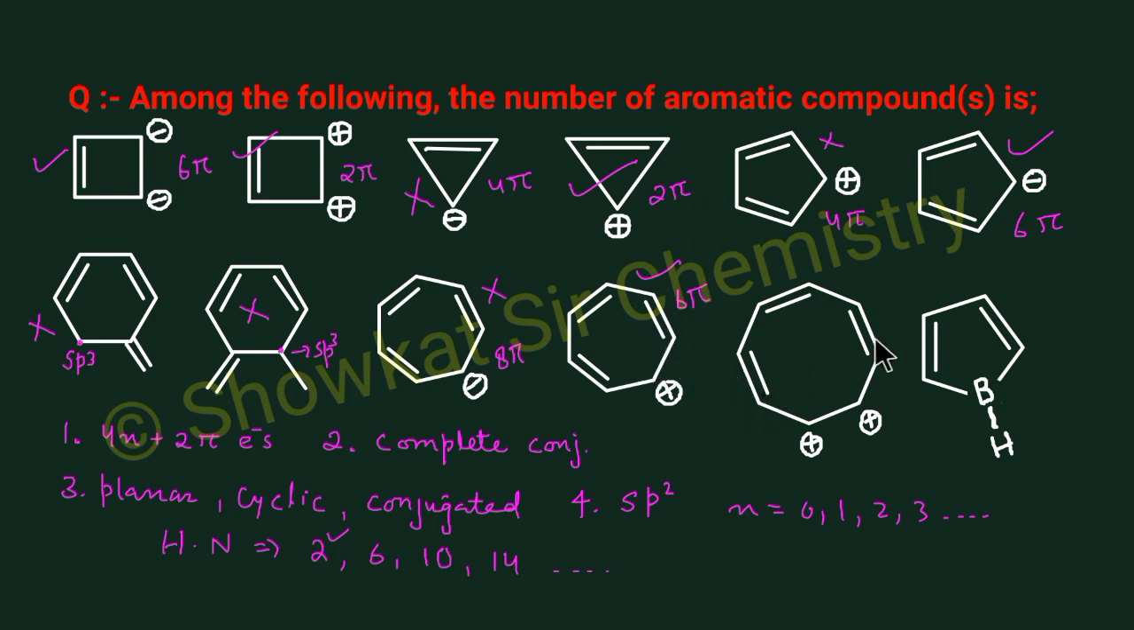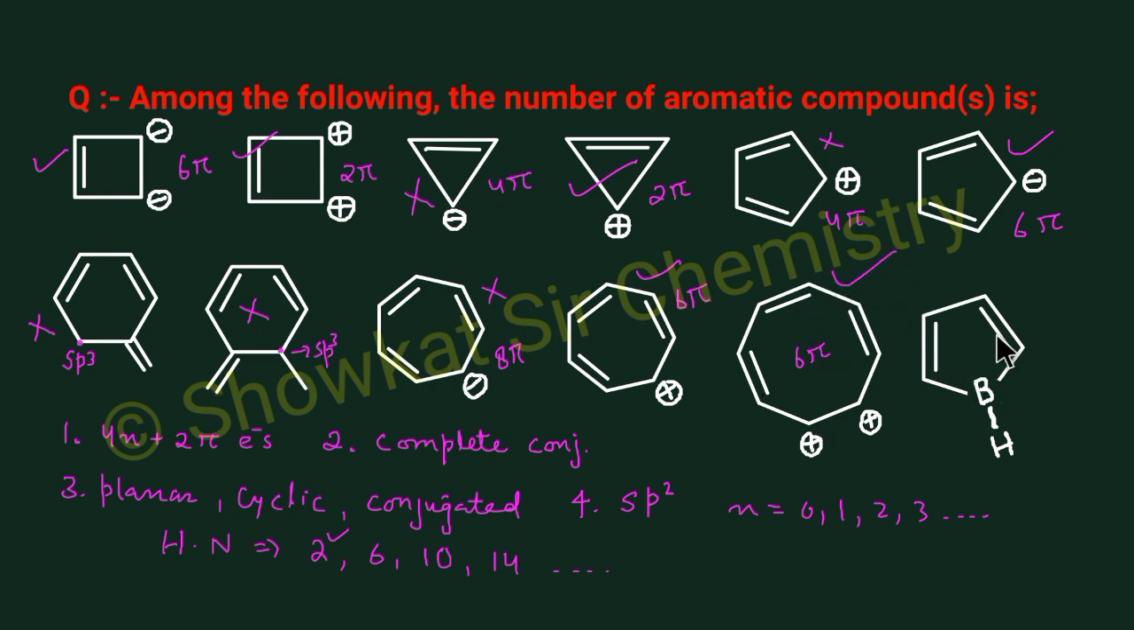Then we have 2, 2, 4, 2, 6. So it has 6 pi electrons. And there is complete conjugation because this is positively charged, this is again positively charged, right? So all carbon atoms here are sp2 hybridized, and it is cyclic, so this is also aromatic.